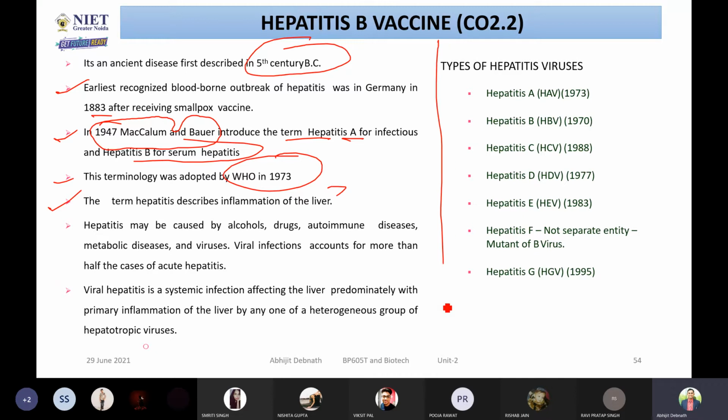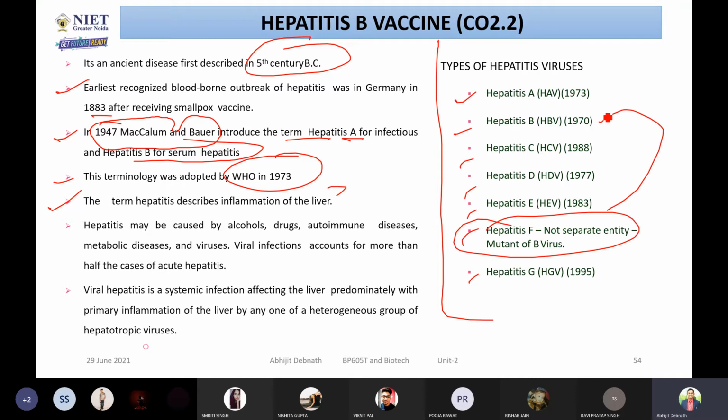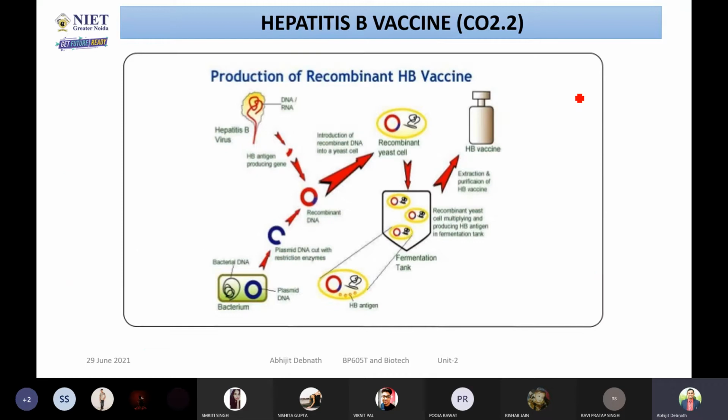Right now there are many types: hepatitis A, B, C, D, E, F, and G. F is basically a mutant of the B virus, the mutation of hepatitis B virus. Hepatitis B is mostly the dangerous virus. That's why we are learning how to produce the hepatitis B vaccine.